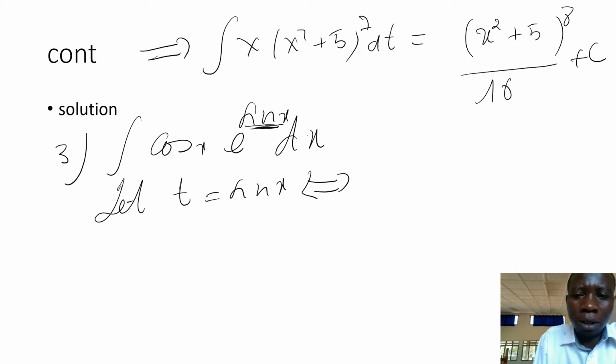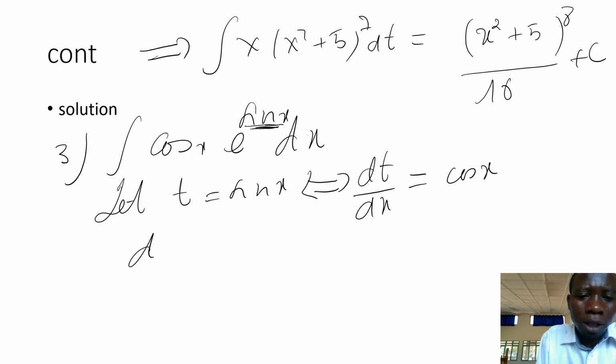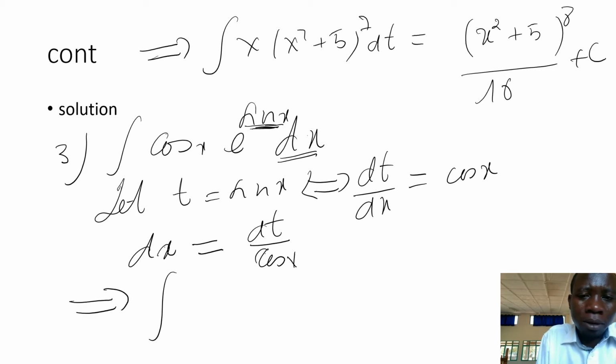Differentiating both sides, we get dt/dx equal to cos x. So let's make dx the subject because we need to replace dx by another thing. So dx is equal to dt over cos x. So our original integral will become e power t, there is cos x, and my dx is going to be replaced by dt over cos x.